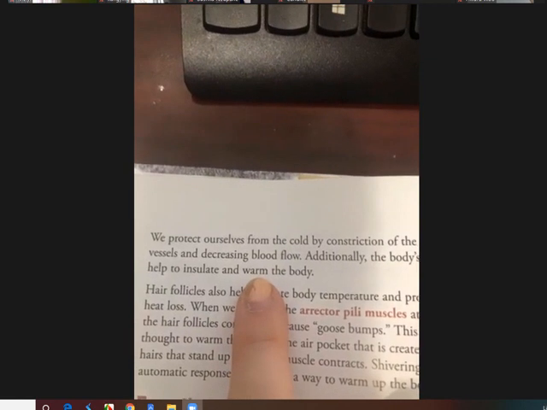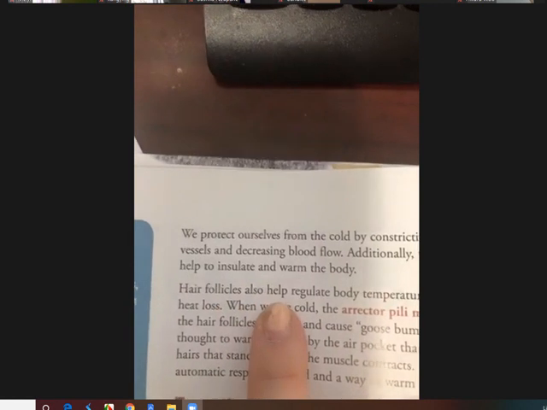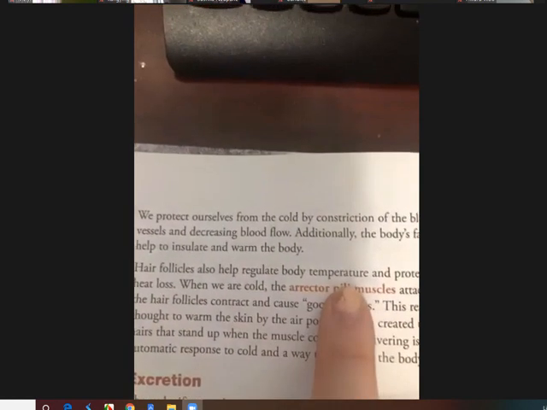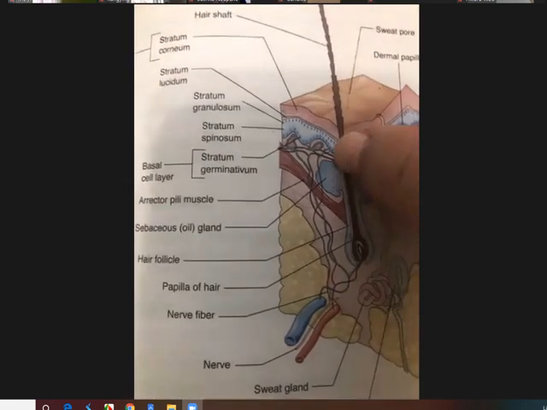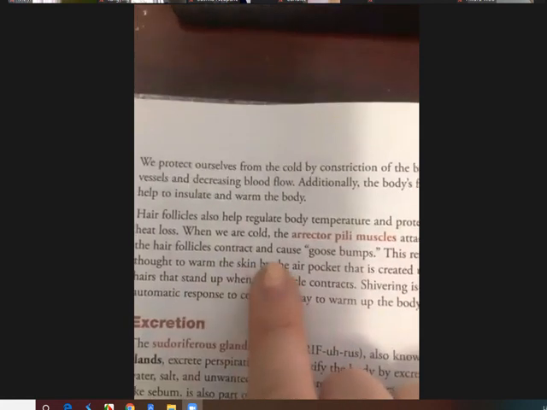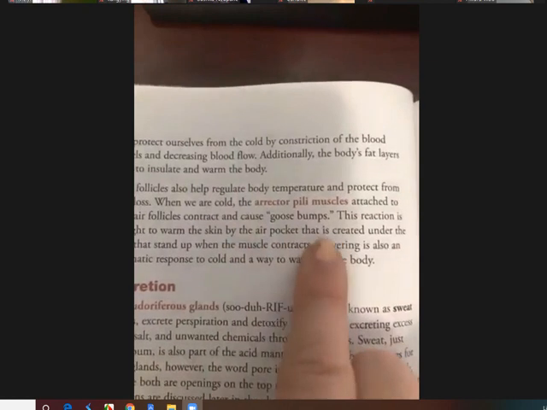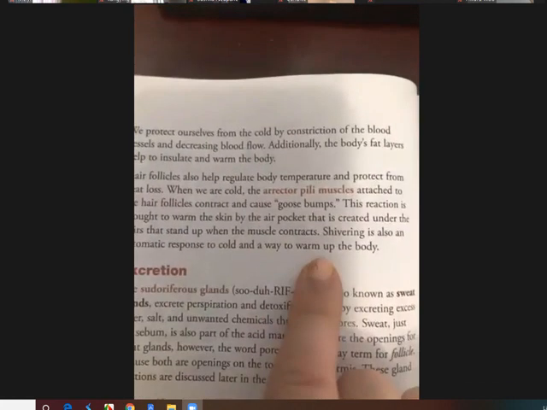我们身体的脂肪会帮助我们保温。Okay? Now, hair follicles also help to regulate body temperature and protect heat loss, which is this one here, the hair follicle. Okay? That's your hair follicle. Hair follicle, this tunnel here. 这个洞叫 hair follicle. So the hair follicle, okay, so when we are cold, the auricular muscle attached to the hair follicle contract and cause goosebumps. This reaction is thought to warm the skin by air pocket that is created under the hair and stand up when the muscle contract.